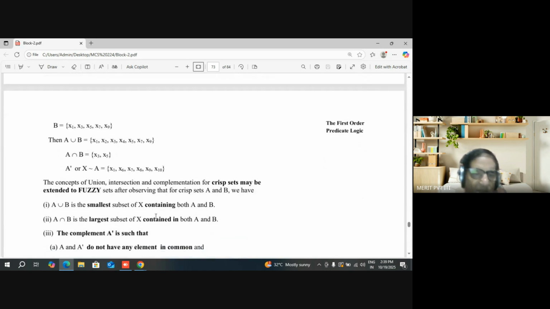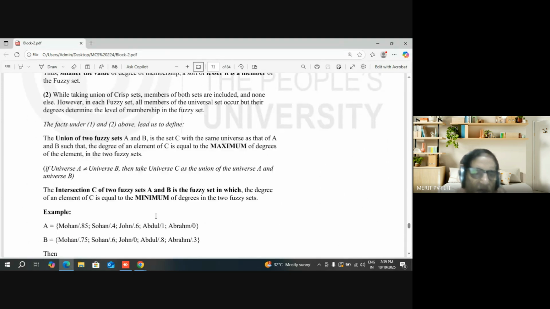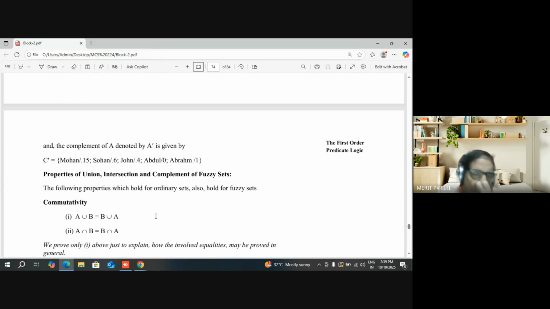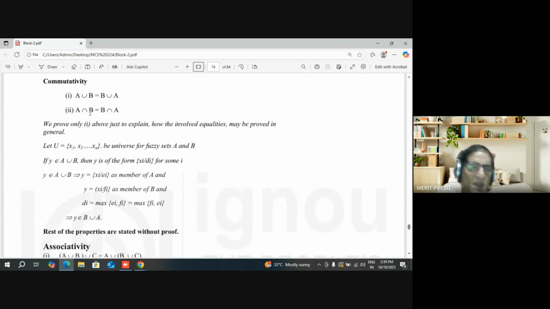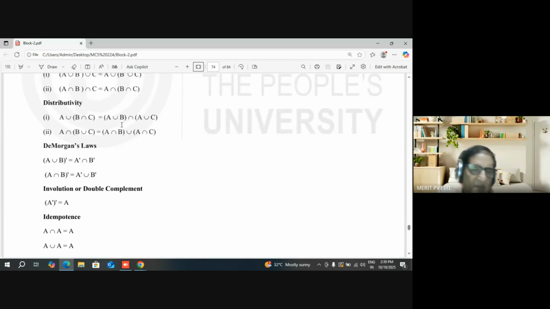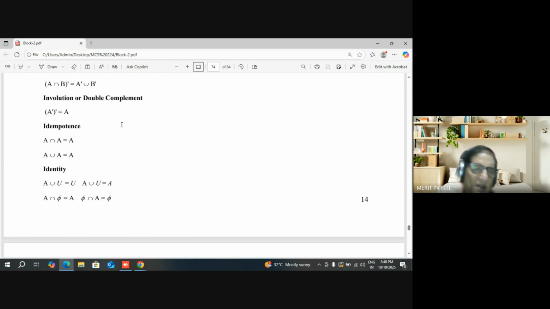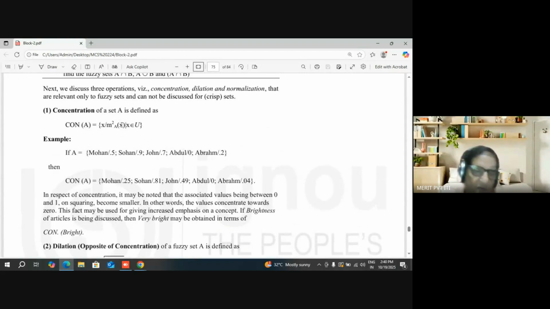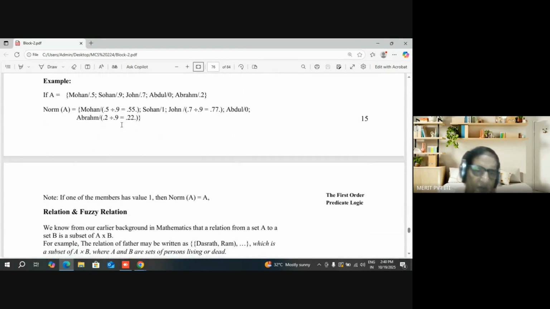So that's the type of thing you can do: join of two fuzzy sets, union of two fuzzy sets, and all that. A or B is equal to B or A, and A and B is equal to B and A. That type of thing, including the double complement, and dilation as the opposite of concentration. So these are the formulae given.